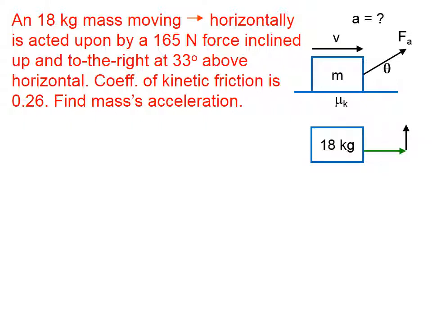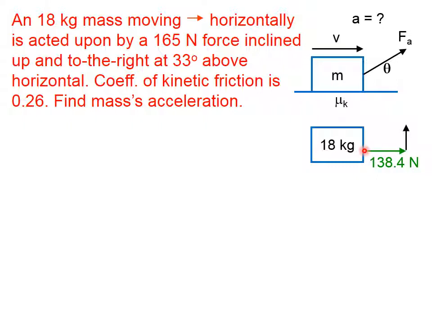Let's go ahead and draw our free body diagram. Our applied force is neither parallel nor perpendicular to the surface. We then will want to resolve that into a parallel component and a perpendicular component. The parallel component will be found by taking Fa times the cosine of theta, and the perpendicular to the surface component will be found by taking Fa times the sine of theta.